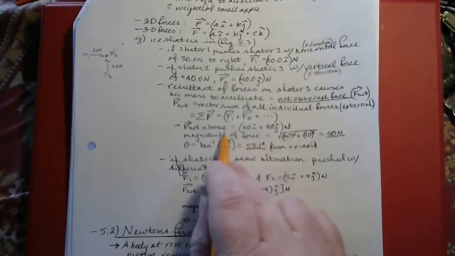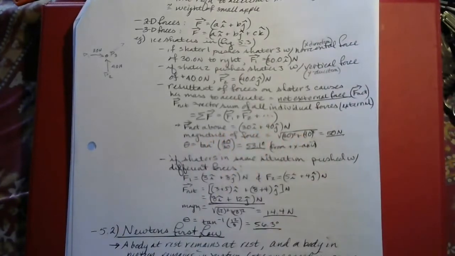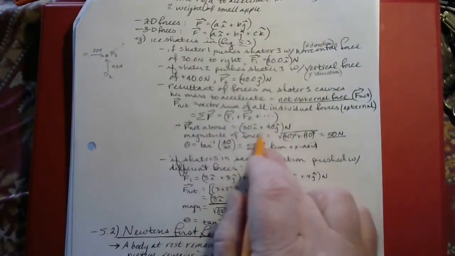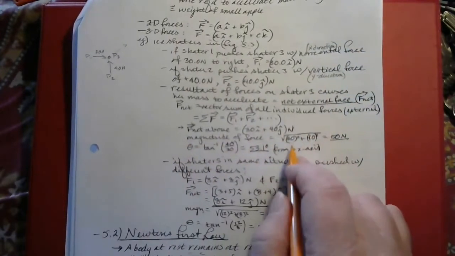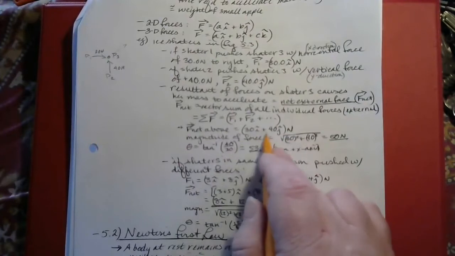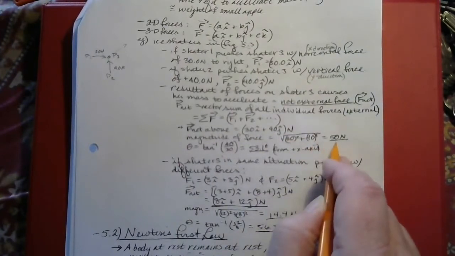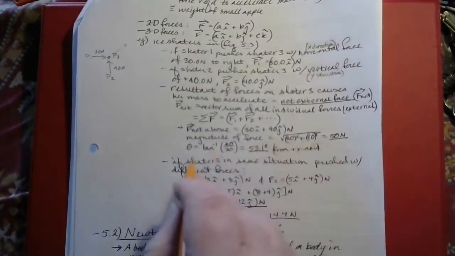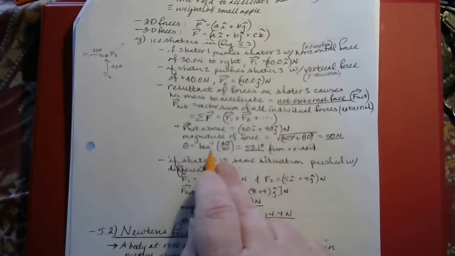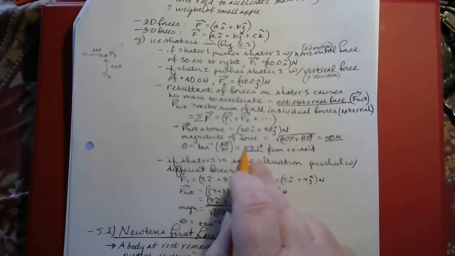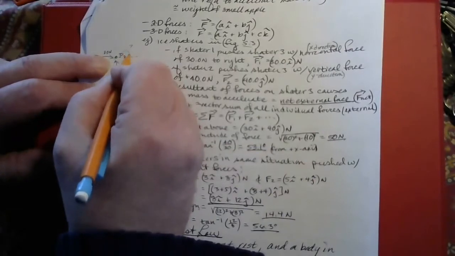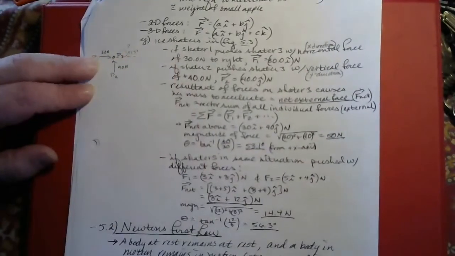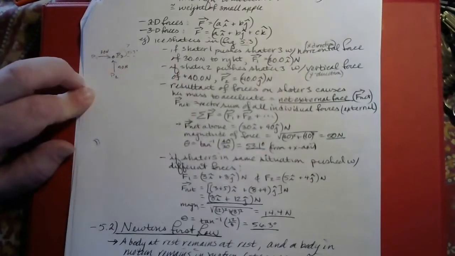The magnitude of the force, again, this is the vector equation telling you how big and in what direction the net force would be. If you want the magnitude of that force, it would just be the square root of the x term squared plus the y term squared. And that turns out to be 50 newtons. And if you want to know the direction, it would be the inverse tangent of the y term over the x term, and that's 53.1 degrees from the x-axis. And so that would be the angle there, 53.1 degrees.